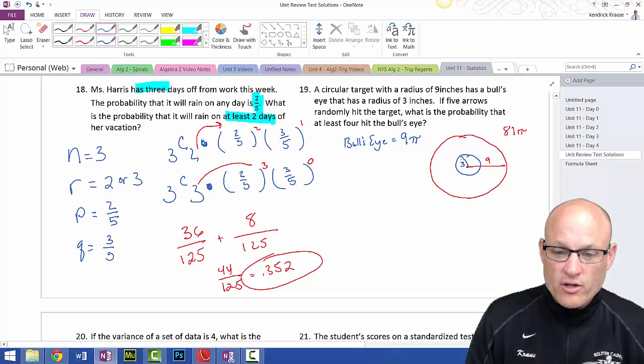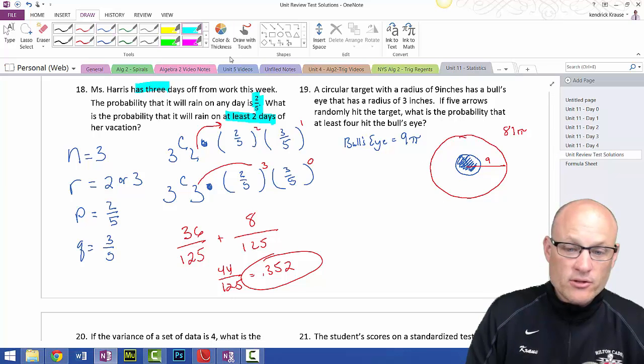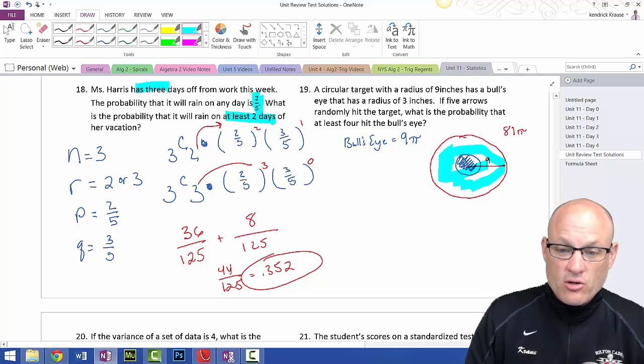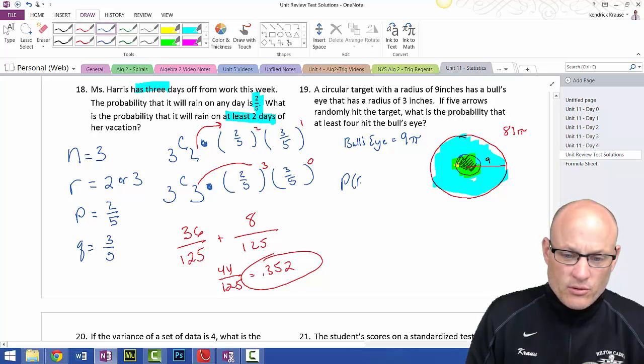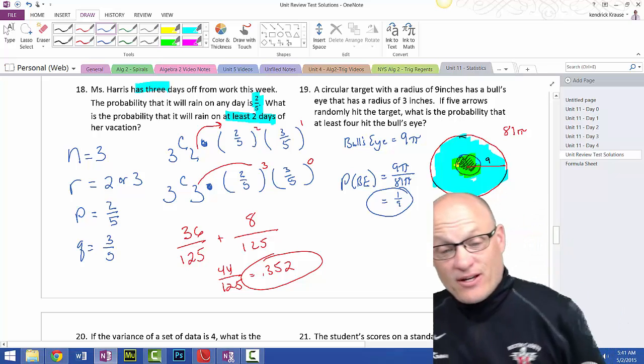So the question is, what is the probability I land in this spot out of the whole entire thing? There's the whole entire thing, all of this in here, right? And I want just the bullseye. So the probability of bullseye is 9 pi over 81 pi. Well, I hope you know that that reduces to 1/9. So that's the first part of the problem that you had to do. You had to figure out that was 1/9.